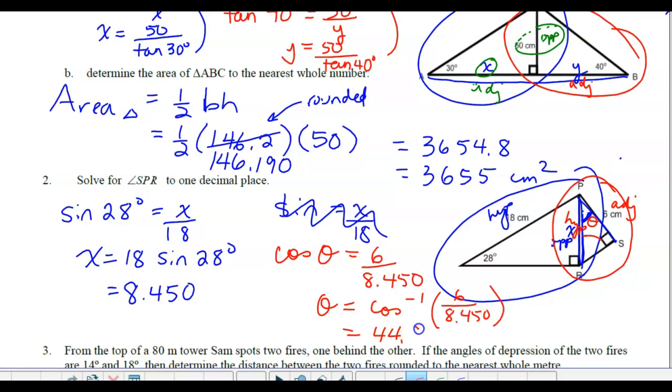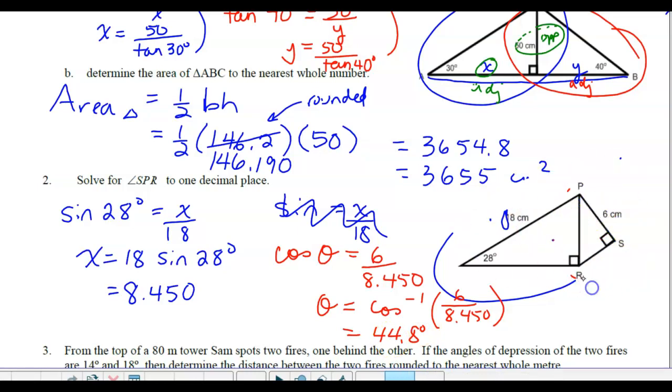It's adjacent to theta. It's touching it. I'll erase this so you can see. We want to find this angle in here, and so it is touching it. Oh, angle SPR.